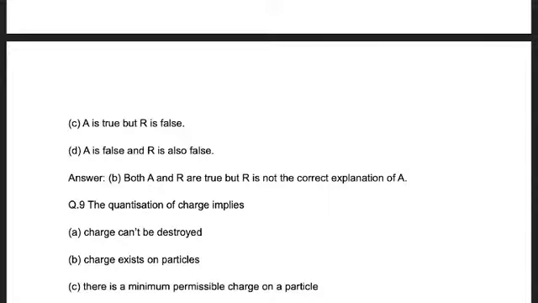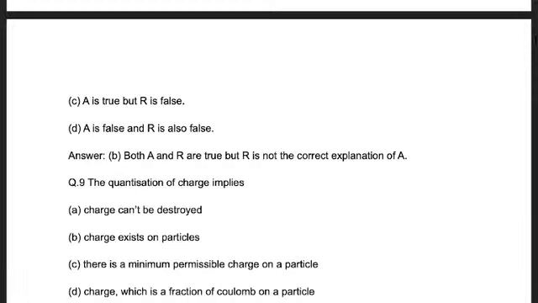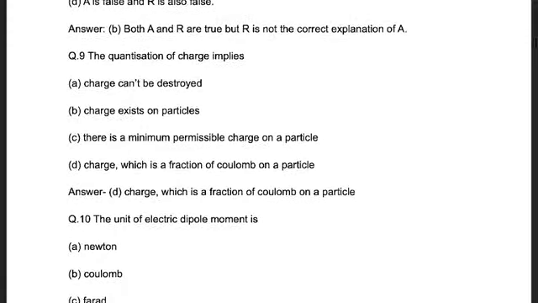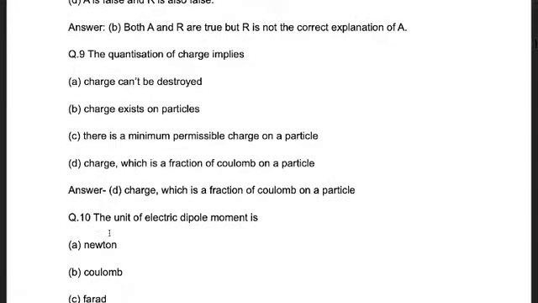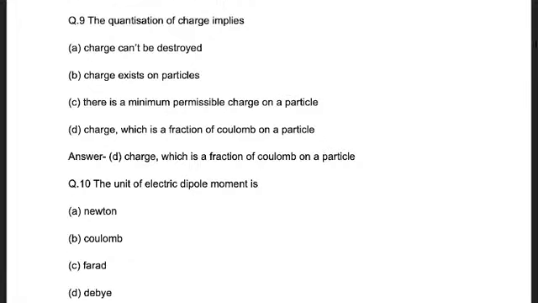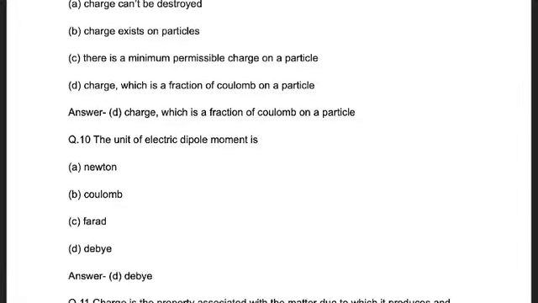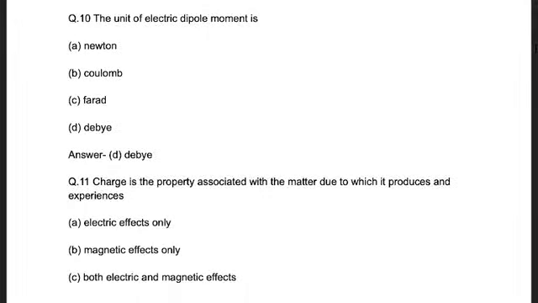Correct. The answer is C. There is a minimum permissible charge on a particle. Question number 10. The unit of electric dipole moment is: A. Newton, B. Coulomb, C. Farad, D. Coulomb meter. Correct. Your answer is D.